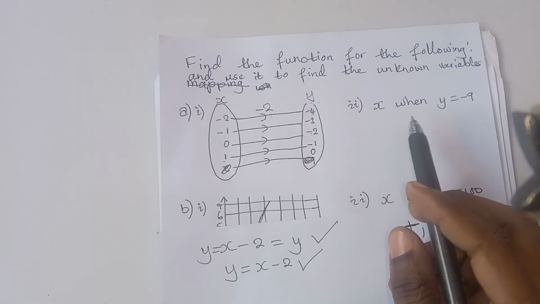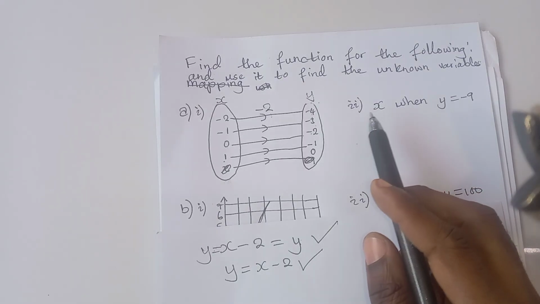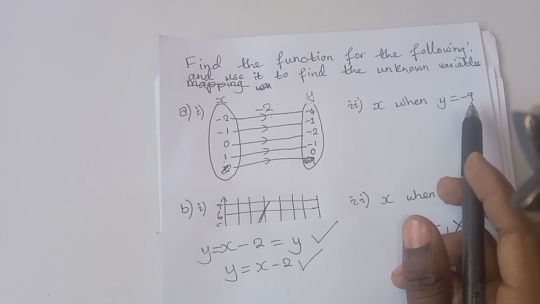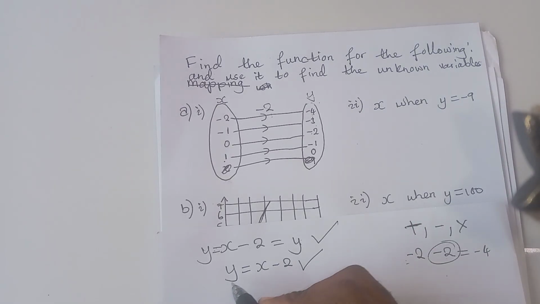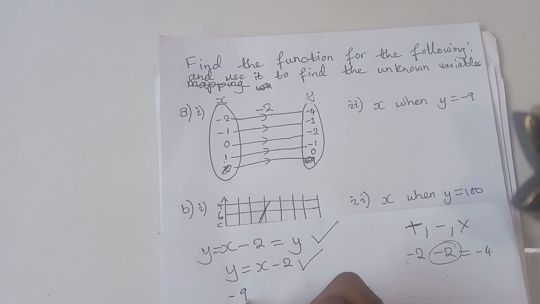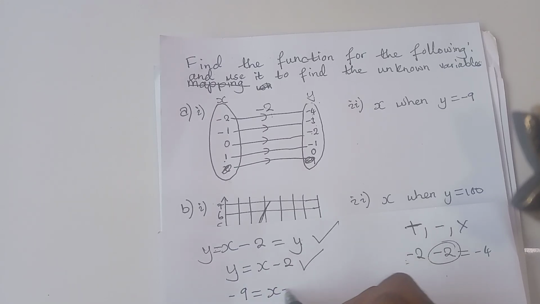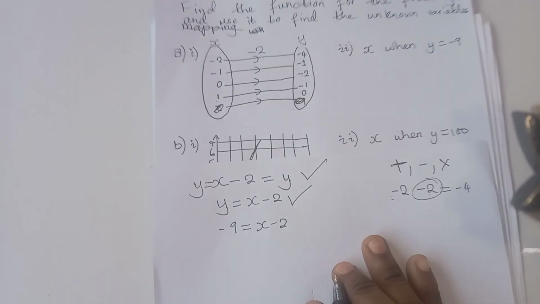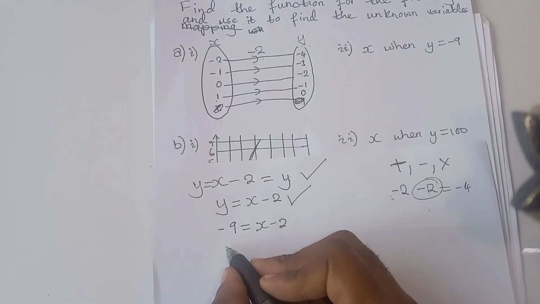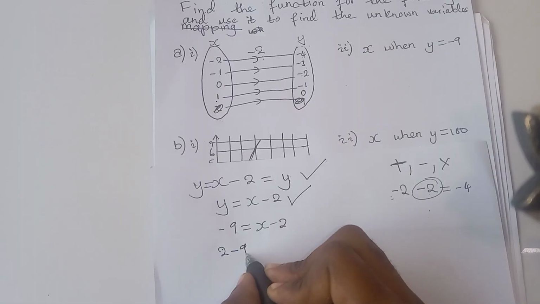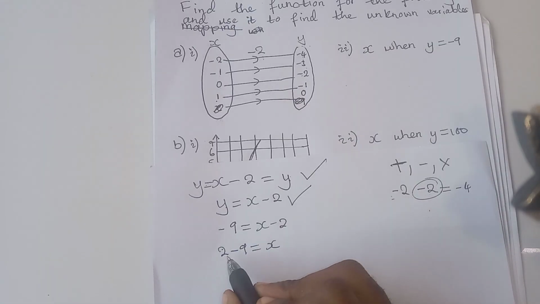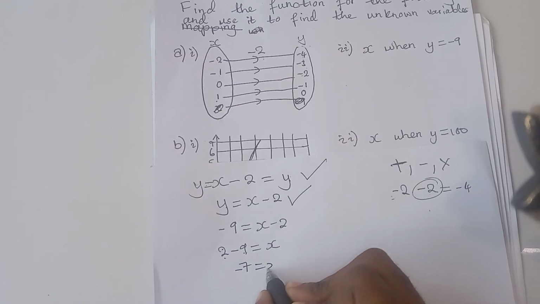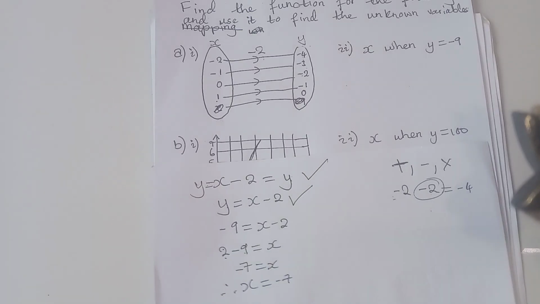And then, I think I meant to say find x when y is -9. So where there is y, put -9, and then you have this. You can just take this one to the other side, so that you have 2 minus 9 is x, and this and this will give us -7. So that means your x is -7.